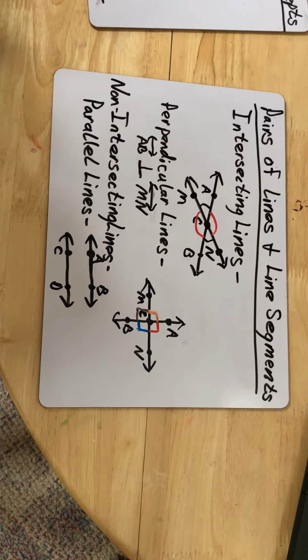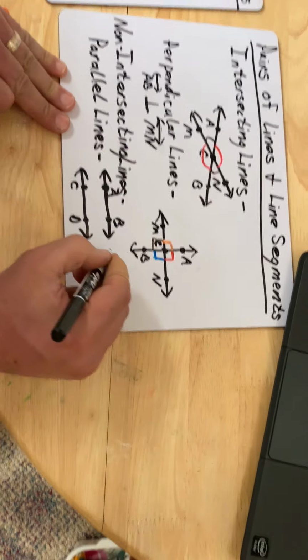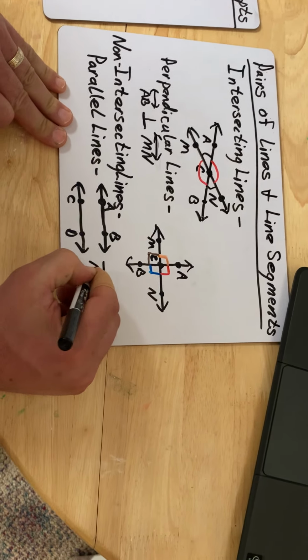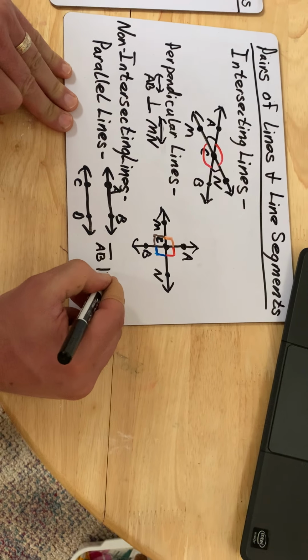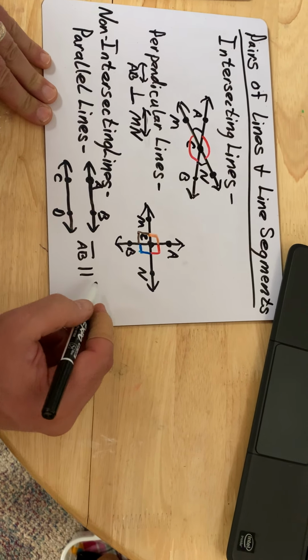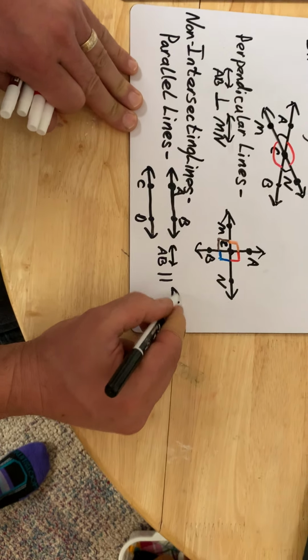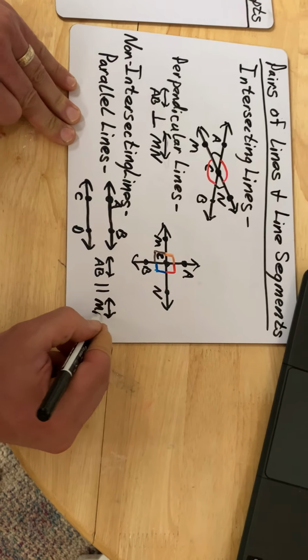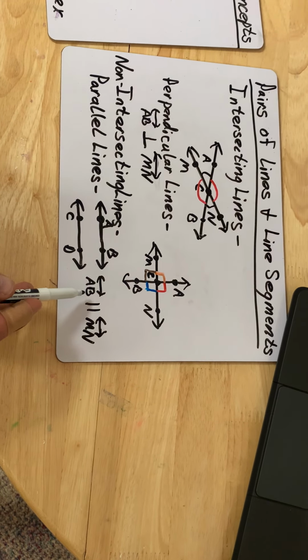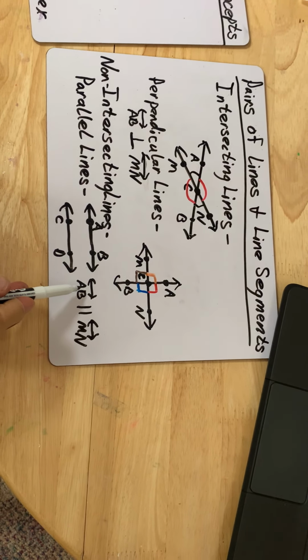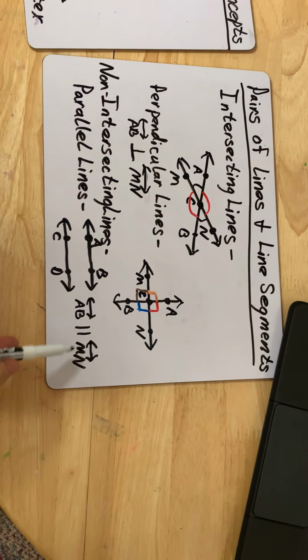Okay? And then for parallel, it'll look like this. If I take line AB, and then I'll run 2 line segments up and down like that, and then line MN. So that in a sentence, like on a problem, you would read line AB is parallel to line MN.